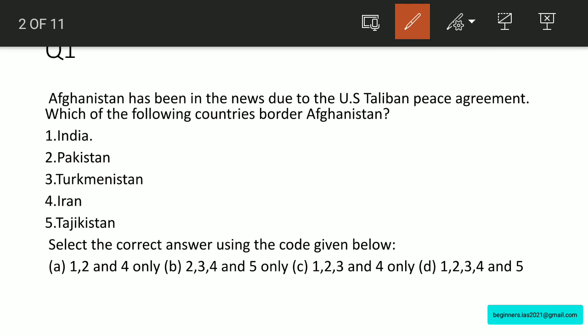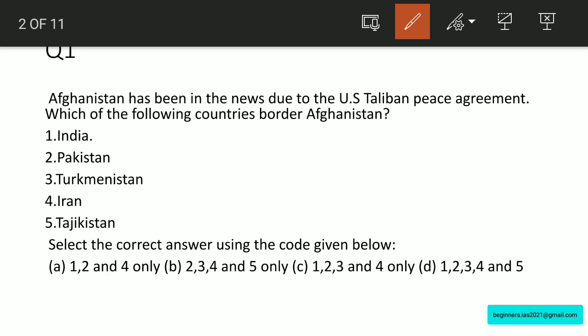One has to remember, these are map-based questions. Map-based questions play a vital role from the prelims perspective. Therefore, one has to go through all the very important map-based current affairs topics. Let us discuss this question.